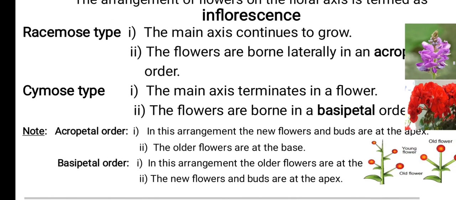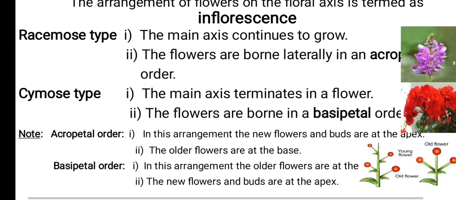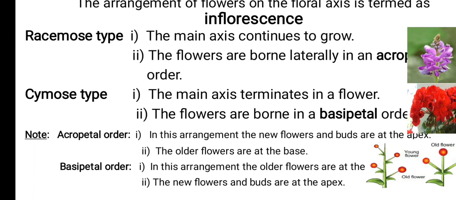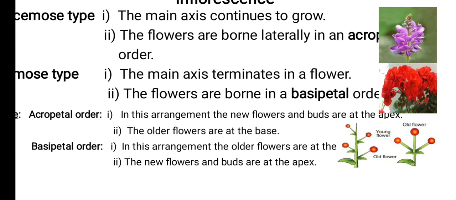Then comes the cymose type. Here, unlike the racemose type, the main axis terminates in a flower. In the case of a racemose type, the main axis continues to grow. The florets, I mean the tiny flowers, are found only all along the main axis. But here, the main axis doesn't continue to grow, but it terminates in a flower. The second characteristic is the flowers are born in a basipetal order. In racemose type, it is acropetal order. In cymose type, it is basipetal order.